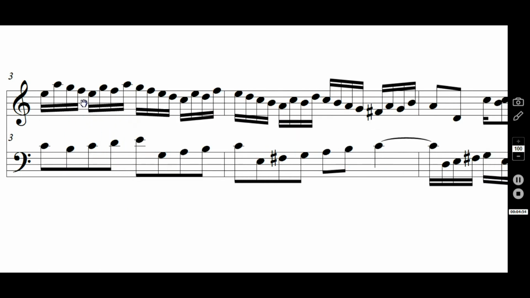The notes that line up are likely going to be consonant intervals. So we have a C and an E, so that's a 3. We have a B and a G, so that's a 6. We have a C and an E, that's a 3. We have a D and an F, that's a 3. We have an E and a G, that's a 3. We have a G and an E, that's a 6. We have an A and a C, which is a 3. We have a B and a D, which is a 3.